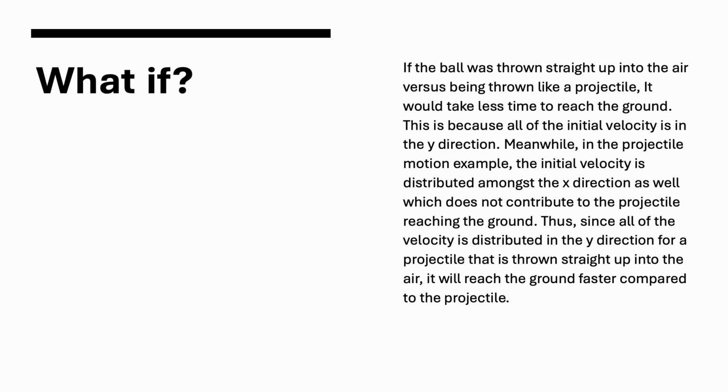Meanwhile, in the projectile motion example, the initial velocity is distributed amongst the x direction as well, which does not contribute to the projectile reaching the ground. Thus, since all the velocity is in the y direction for a projectile that is thrown straight up into the air, it will reach the ground faster compared to the projectile.